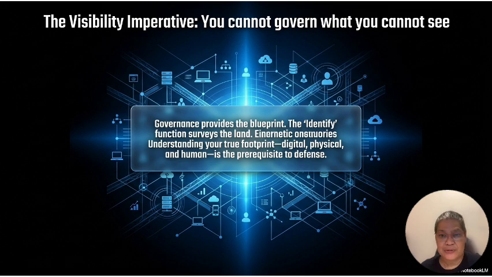Naturally, you can't create rules for something you can't see. So you have to know your footprint. How many servers? How many laptops? Right? How many information types do you have? Where are they? So you look at digital, physical, and human elements, right? Those are really important. Remember, we talked about people, process, and technology. Those are important elements, right?